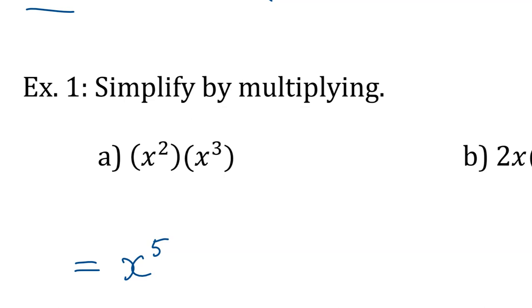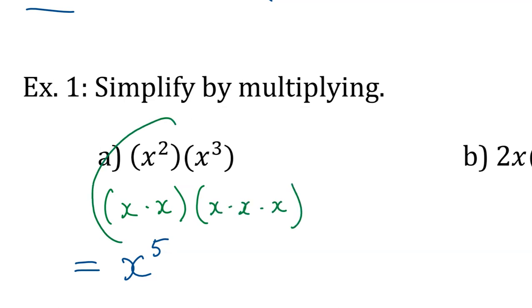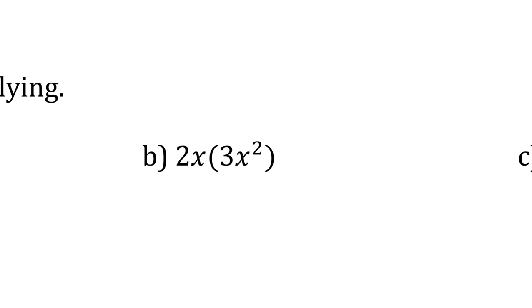Why? x times x times x times x times x. When I look at exponents, x squared is 2 x's, multiplied by x cubed, which is 3 x's. Well, isn't that 5 x's? Right? And they're all multiplied together. The fact that this was a group of 3 and that was a group of 2 doesn't really matter in the end. So I've got 5. That's why. Some people really like to know why. You have to remember the rule: multiplying powers with the same base, you add the exponents. Okay, next.